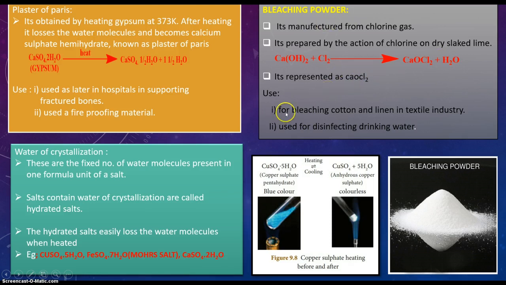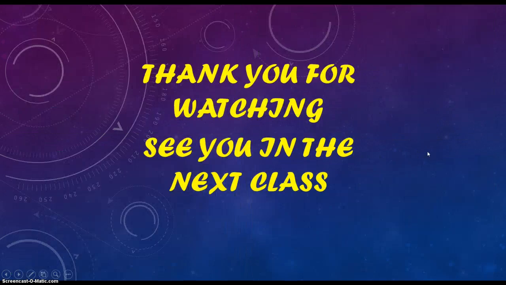What are the uses? The uses are mainly for bleaching purposes, bleaching of cotton and linen materials in textile industries, and it is also used for disinfecting drinking water. Sometimes we observe that our family members spread some bleaching powder to disinfect the water so that we can drink it, right? And this is the texture of the bleaching powder. Okay, it's a white material, almost crystalline, right?